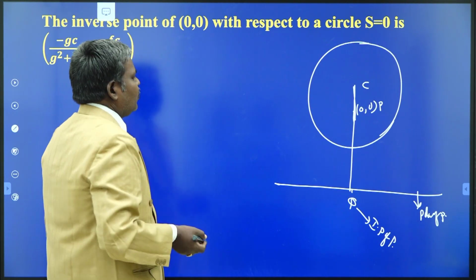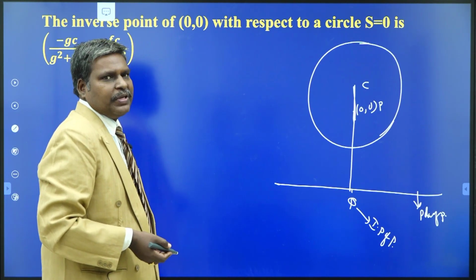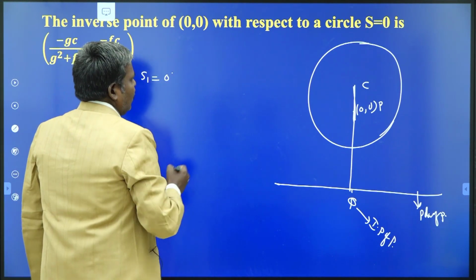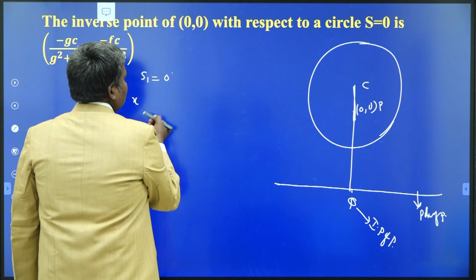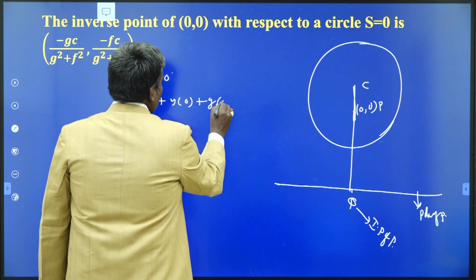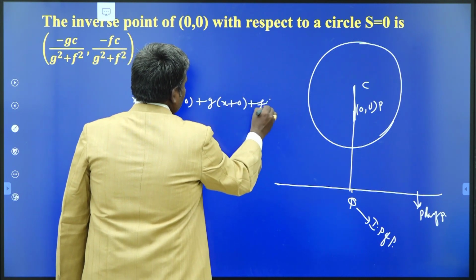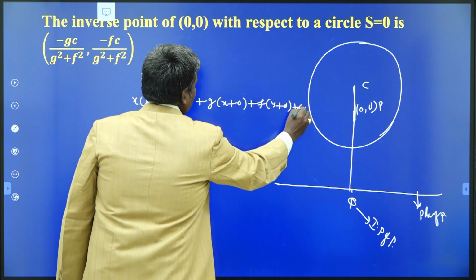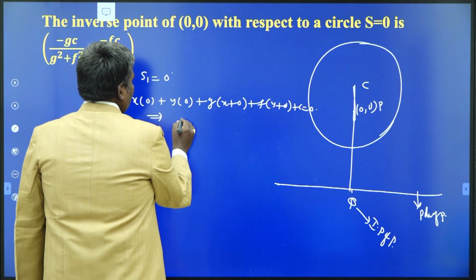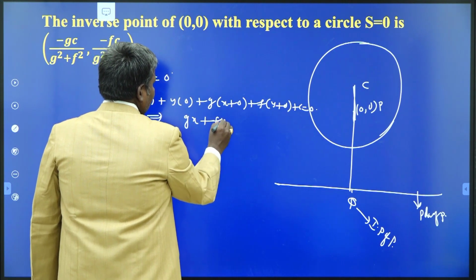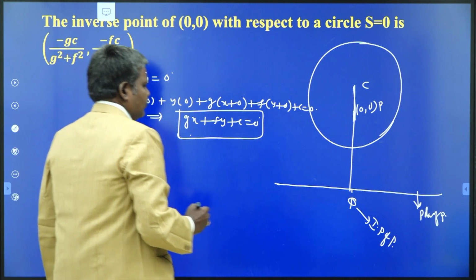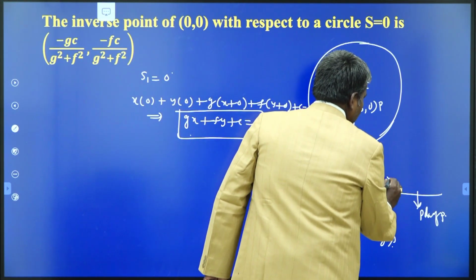Now first of all, write the polar of the point P with respect to the circle, that is S1 = 0. What is my polar equation? x·0 + y·0 + g(x + 0) + f(y + 0) + c = 0, because your point (x1, y1) is (0, 0). This implies gx + fy + c = 0. This is the polar of P.